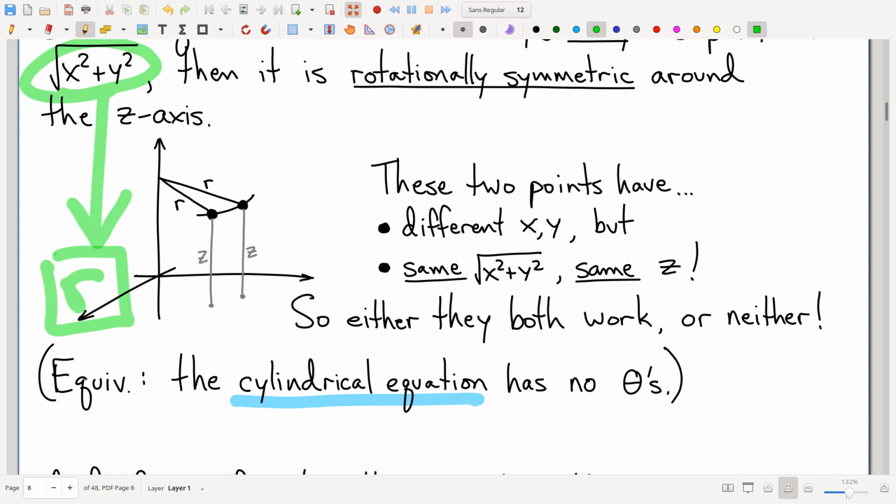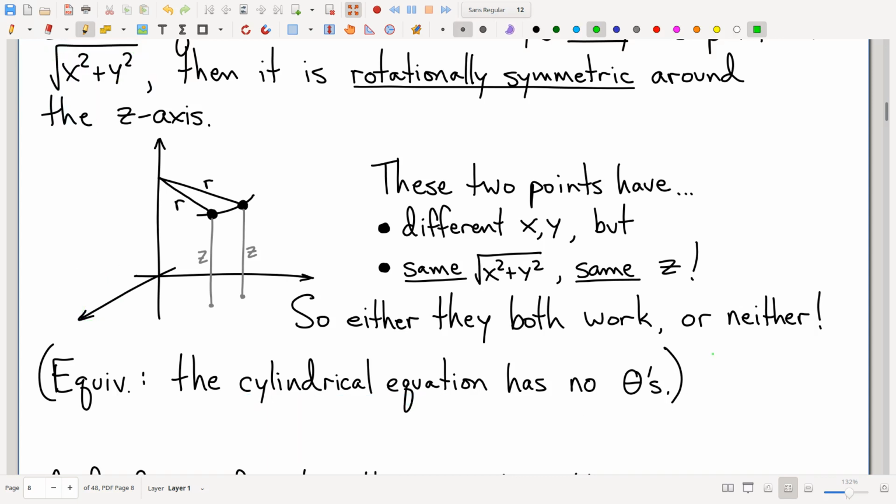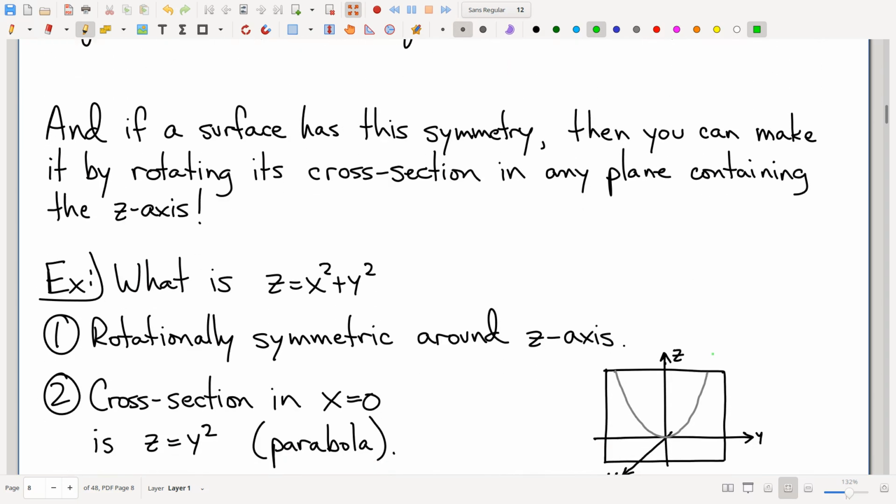Then there's also z. What does z turn into in cylindrical coordinates? Well, z, nothing happens there. z is already a cylindrical coordinate. And no thetas came up in that conversion process. And you may recall we discussed previously, no thetas means rotationally symmetric around the z-axis. Okay, all right, so I am a big fan of this observation. Let me show you why.